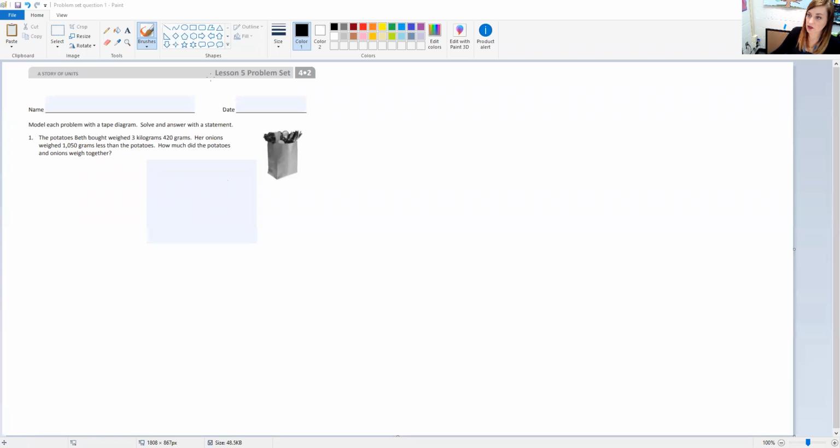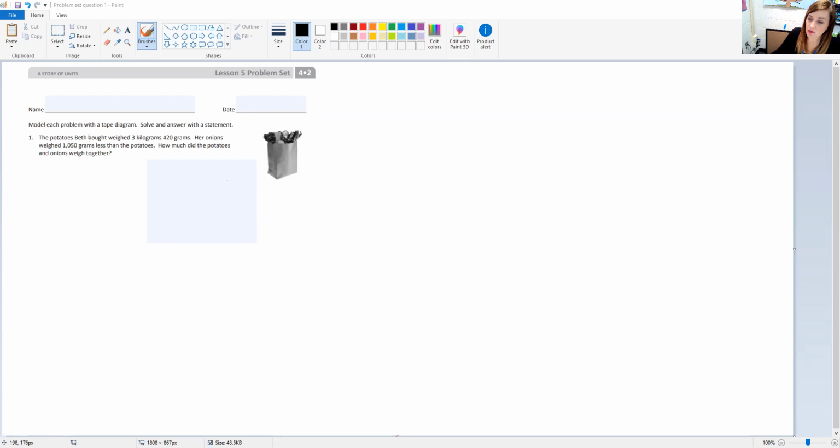Okay, in this lesson, we are using addition and subtraction to solve multi-step word problems involving length, mass, and capacity. We're going to start with one that involves grams. So this is in the problem set, and it's question number 1. Let me share my screen here.